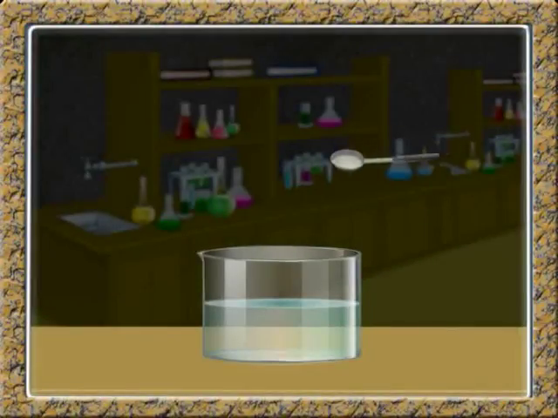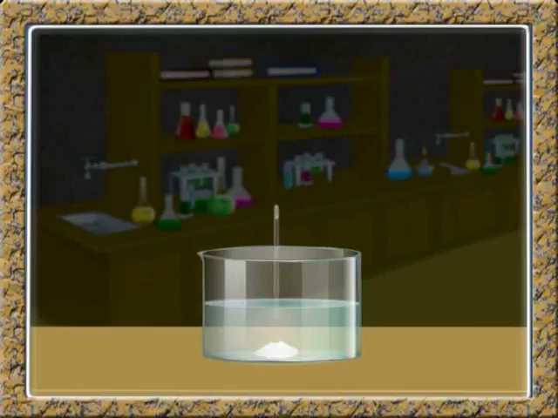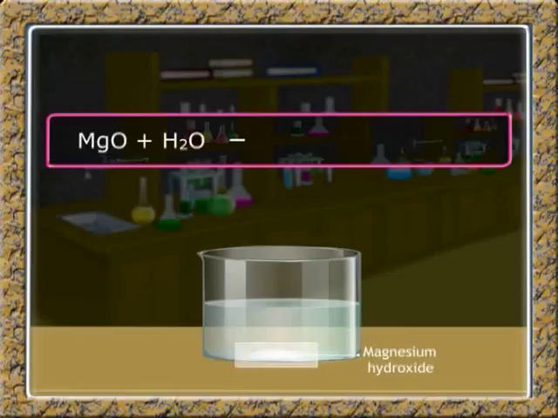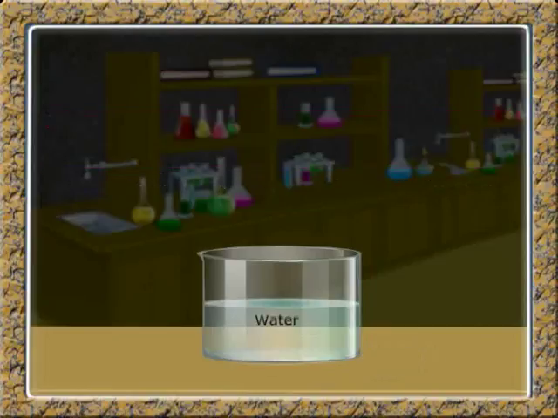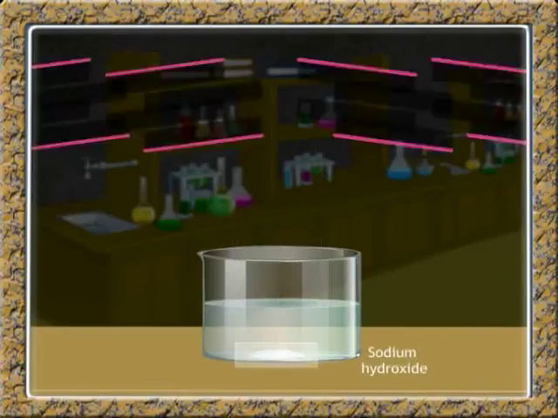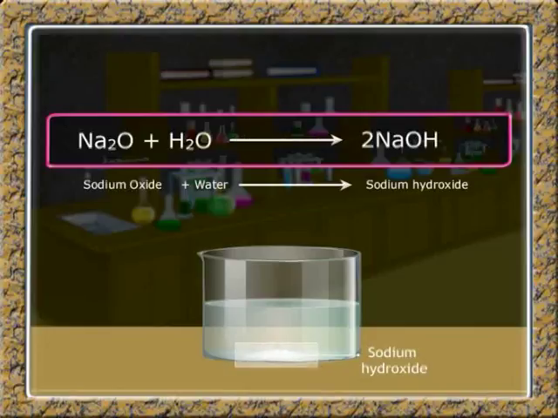When magnesium oxide dissolves in water, the product formed is magnesium hydroxide, which is a base. MgO plus H2O gives Mg(OH)2. Here magnesium oxide is a metallic oxide. When sodium oxide dissolves in water, it forms a base, that is sodium hydroxide. Na2O plus H2O gives 2NaOH. Here sodium oxide is a metallic oxide.